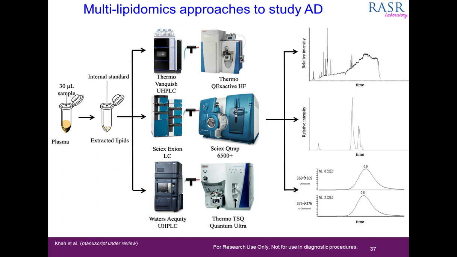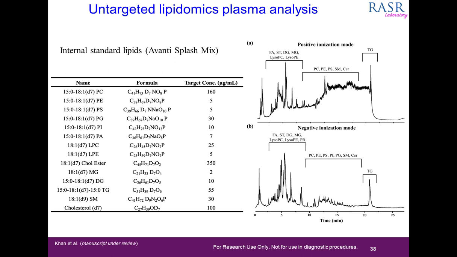This just gives you a sense of the chromatography instruments and mass spec instruments that are used for these studies. We start by spiking our mixtures with the internal standard mix that comes from Avanti. This mix has a good distribution of different lipid classes and also of concentrations of these lipids. These are deuterated forms of the lipids. For each sample that we analyze, we do 2 injections: one to get positive ionization mode data, and a second to get negative ionization mode data.